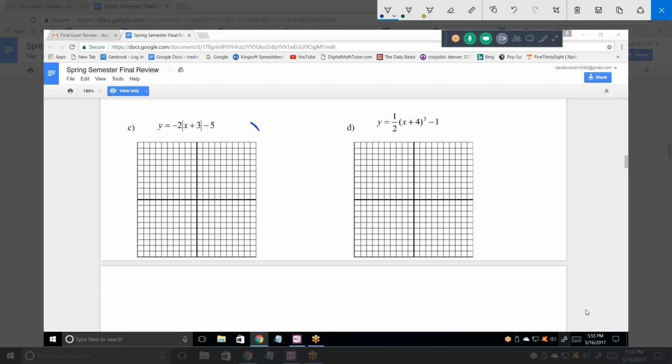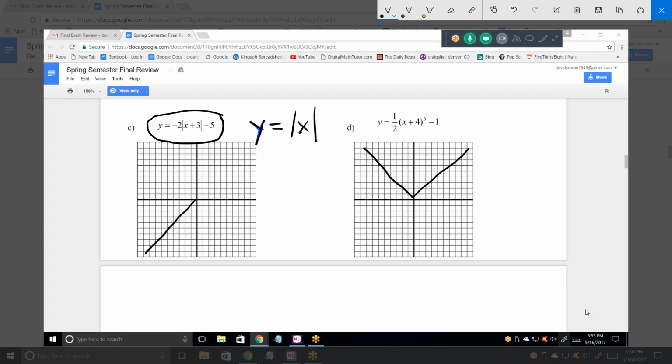Parent function is indeed x cubed. Let me switch back to black. I'm going to graph that over here, just because. Okay. Now, how should I graph this function? You explain it, every step. First, the vertical stretch of -2, so it's flipped. So the first thing I should do is flip it.